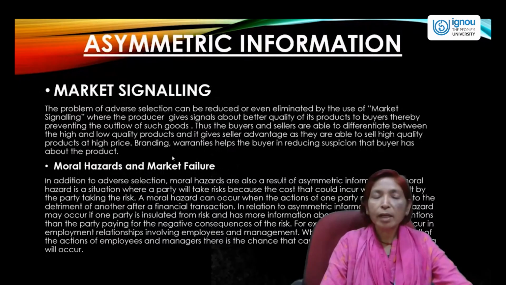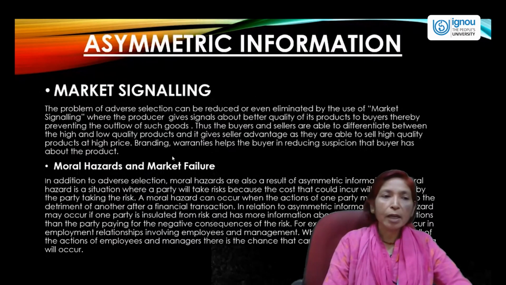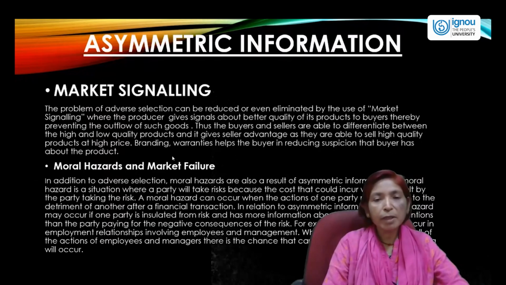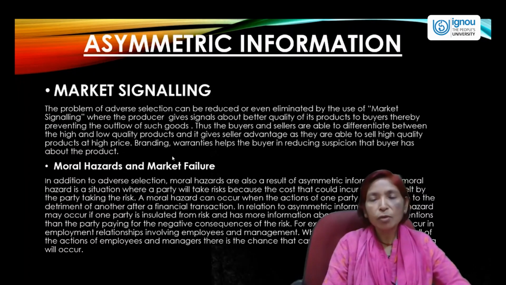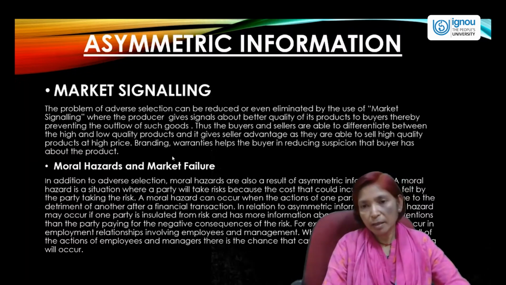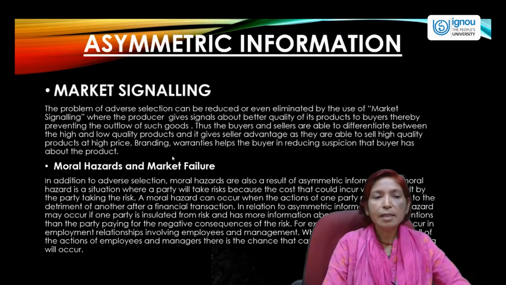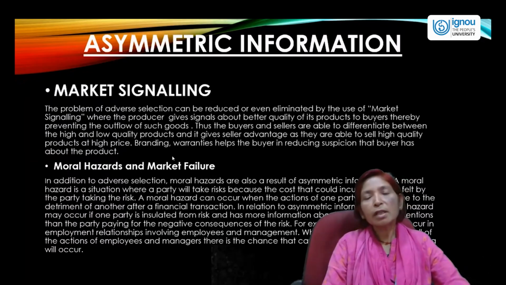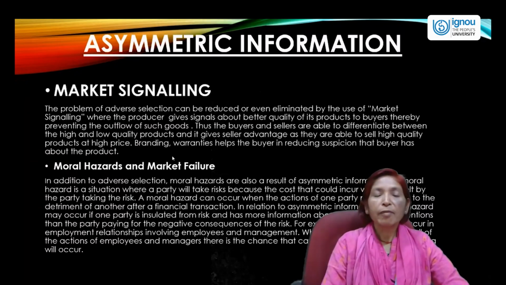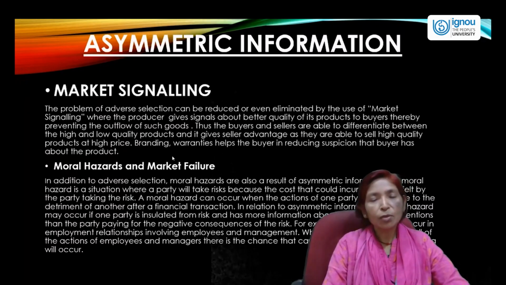Next is asymmetric information. Asymmetric information is information in which we don't have complete information, and this problem can be solved by market signaling. The problem of adverse selection can be reduced or eliminated by the use of market signaling, where the producer gives signals about the better quality of the product to buyers, thereby preventing the outflow of such goods.